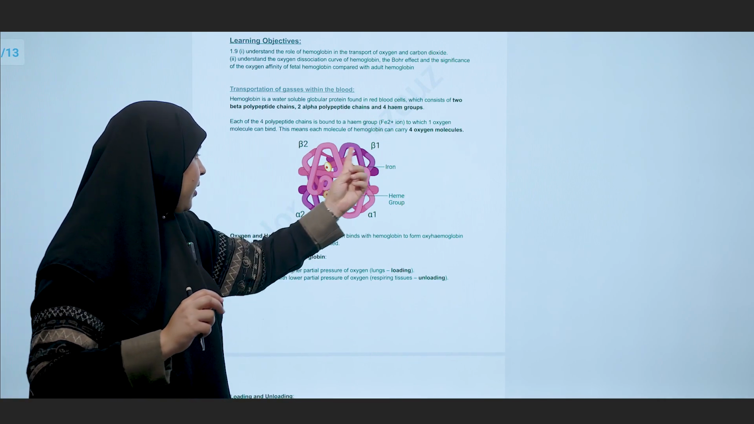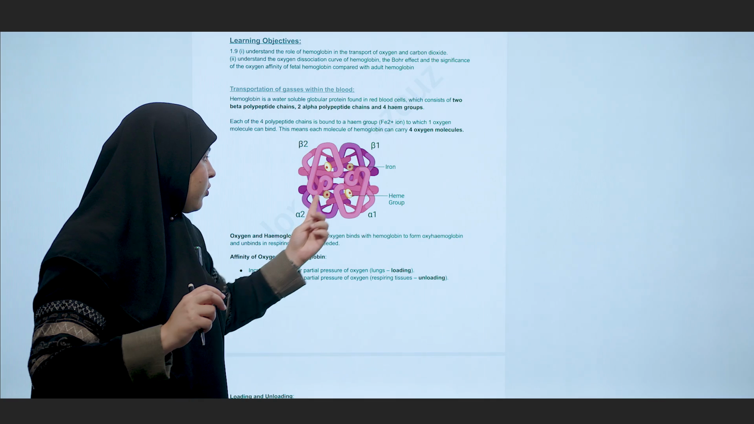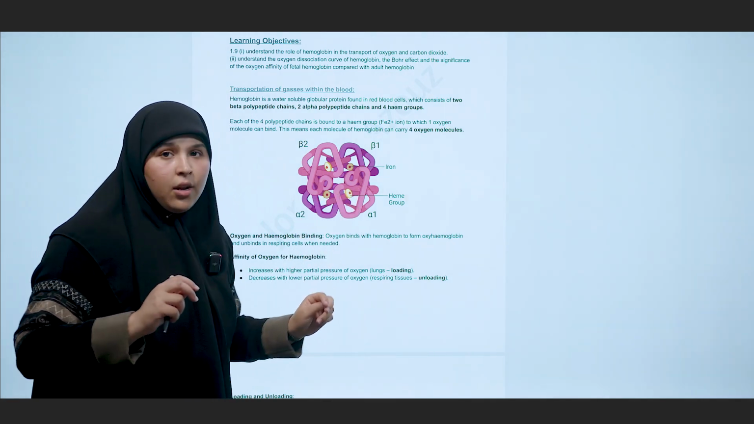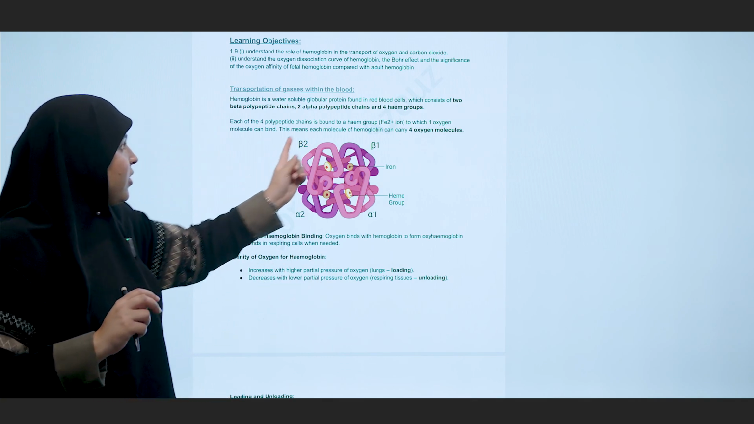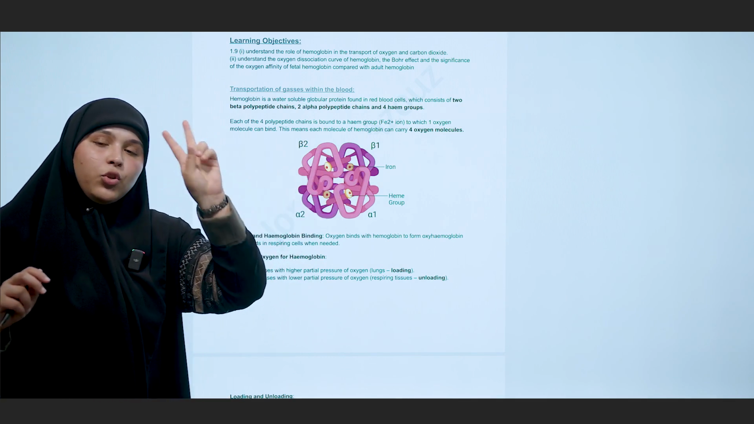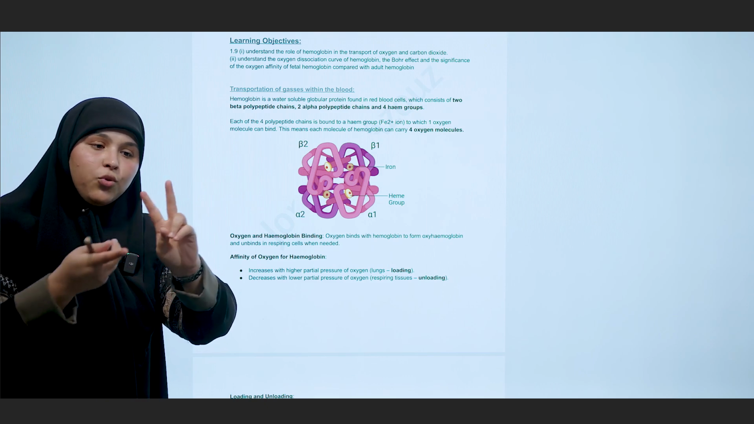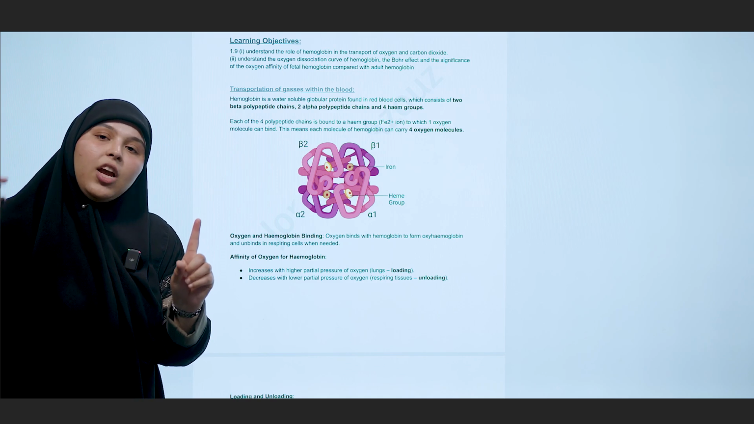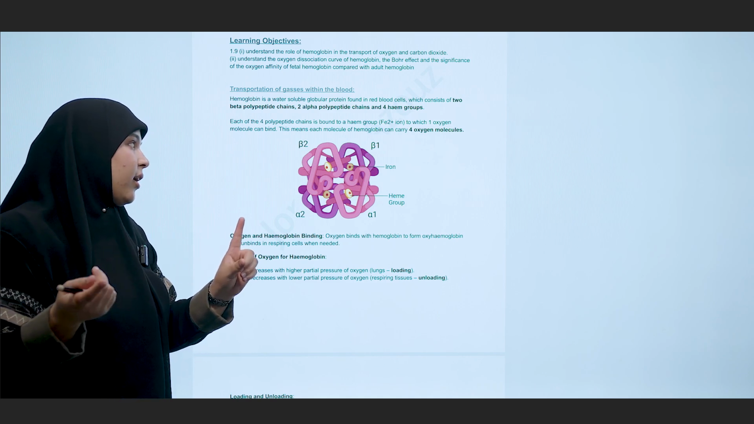So this is the structure of the hemoglobin, as you can see in here. We have here the beta 1, beta 2, alpha 1, and alpha 2. And as you can see here, we have the heme group that contains iron inside of it. Now, what is the function of hemoglobin? It can transport 2 things. Number 1, oxygen. Number 2, carbon dioxide. Oxygen from the lung to the respiring tissues, and carbon dioxide from the respiring tissues back to the lung.